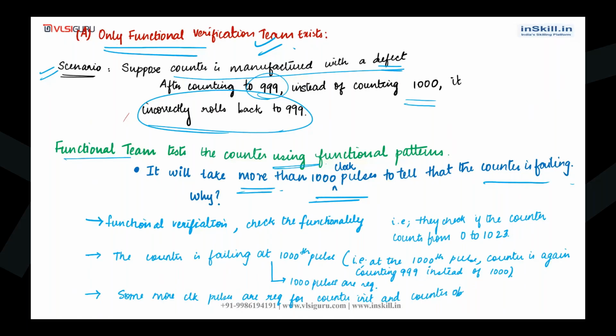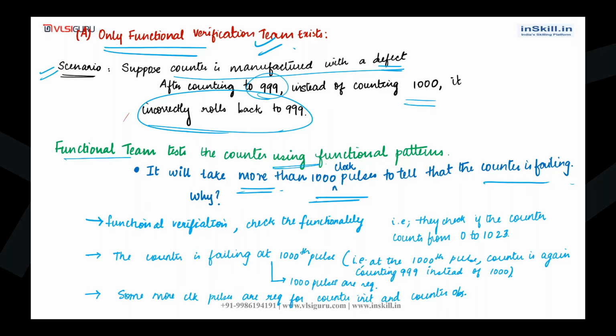Okay. So that's why the functional verification team requires more than 1000 clock pulses to tell that the counter has failed, because the functional verification team checks the functionality. In our case, we have a 10-bit counter. So the functional verification team checks if the counter counts from 0 to 1023.